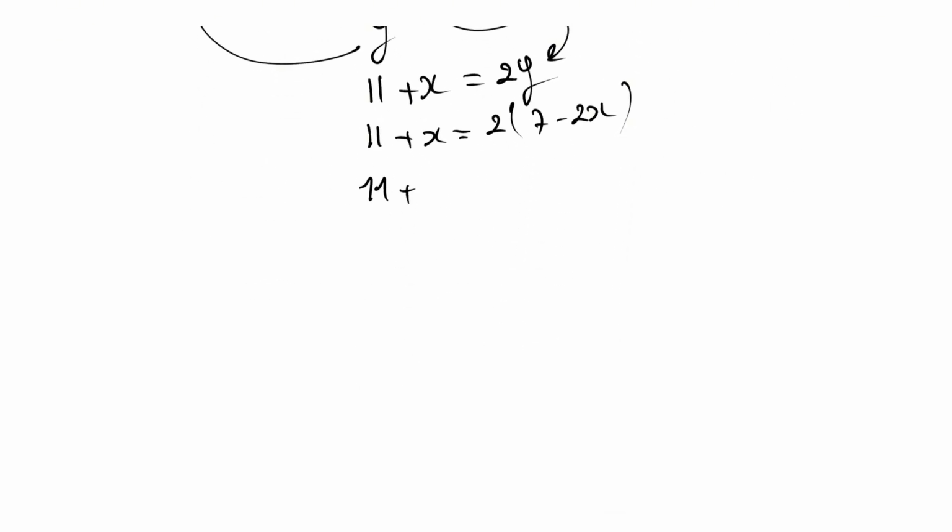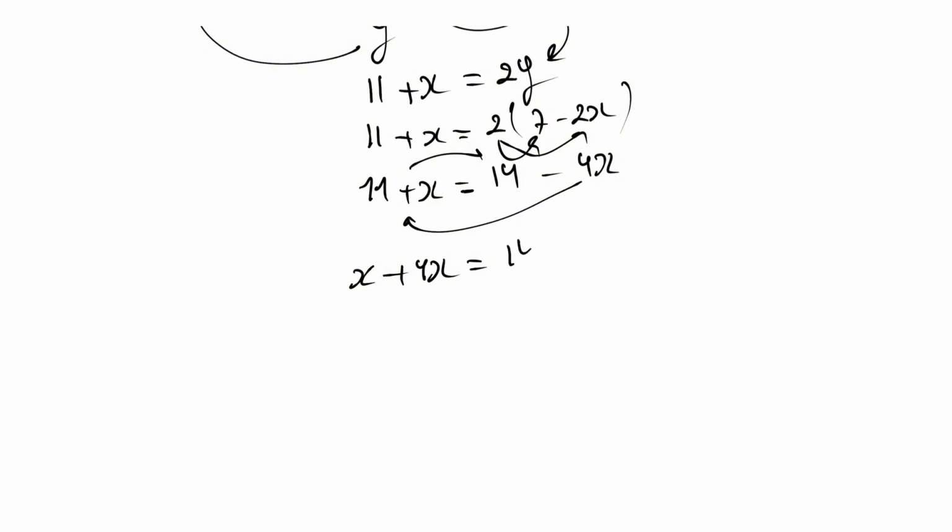11 plus x equals 2 multiplied by 7 minus 2x. Expand and cancel the brackets. So it will be 14, and 2 multiplied by minus 2x is minus 4x. Now, as I told you before, to solve these kinds of equations, put the variables together and the numbers together. So here we have minus 4x. I recommend that when you have a negative variable, shift it to make it positive, okay? So we move it here, and the number, I'm going to move it to the other side. So we have x plus 4x. Here we have 14, and 11 would be what? Minus 11.